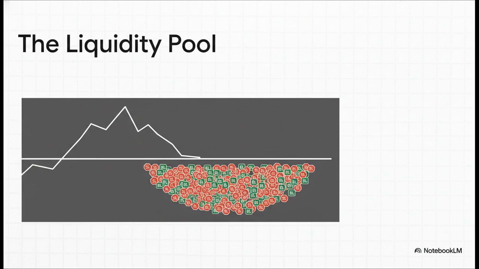A giant cluster of orders just piles up right below that safe level. You've got stop losses from people who are already long, and you've got buy limit orders from people trying to get in.